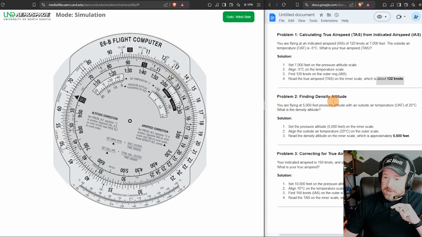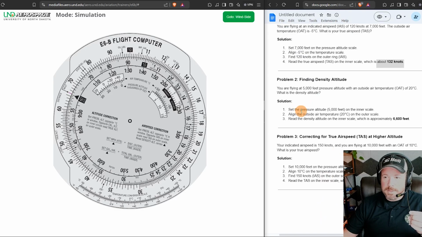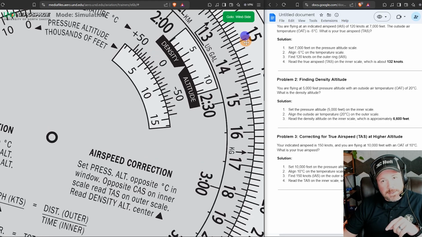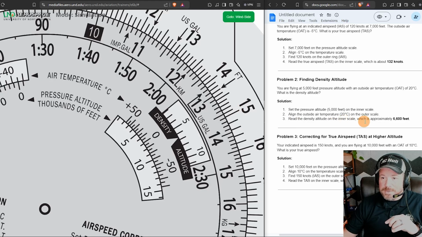When you're flying at 5,000 feet pressure altitude with an outside air temperature of 20 degrees Celsius, what is the density altitude? Whoops, here we go. First, we're going to set the pressure altitude of 5,000 feet on the inner scale and align the outside air temperature of 20 degrees Celsius on the outer scale. So 5,000 feet, we're going to look at here, and 20 degrees. So positive 20. So 0, 10, 20, 30, 40, 50. So 0, 10, and 20, and 5,000 feet. Okay. Now, read the density altitude on the inner scale, which is approximately 6,600 feet.